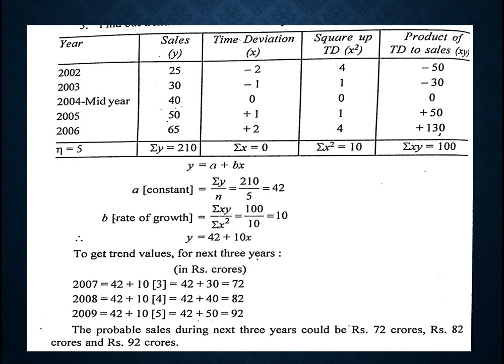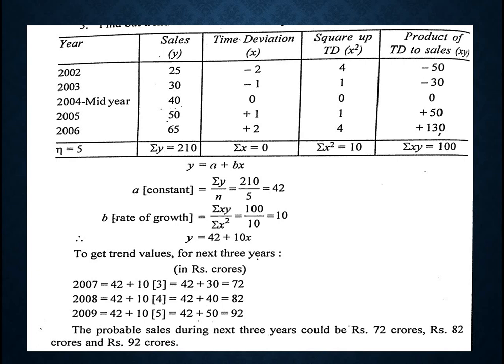So now what is the equation? Y is equal to a plus bx. How much is the a value? 42. So y is equal to 42 plus b value 10x. Now we have to calculate the trend values by using this equation. What they said: calculate the trend values for the next 3 years. They have already given the data till 2006. So now we have to calculate for 2007, 2008 and 2009 by using this equation.